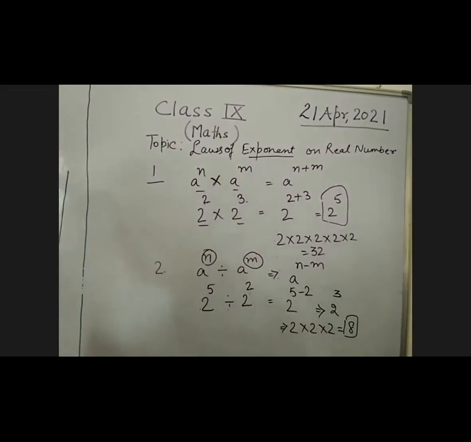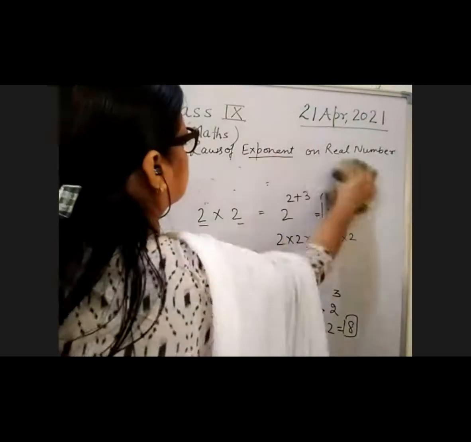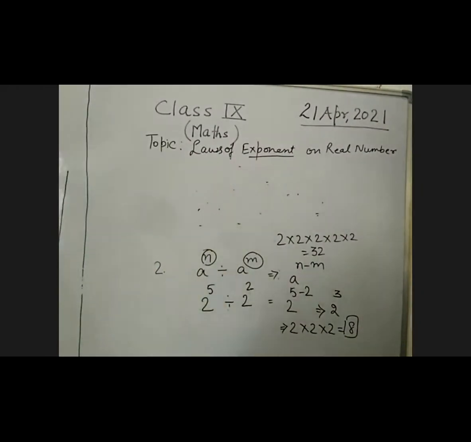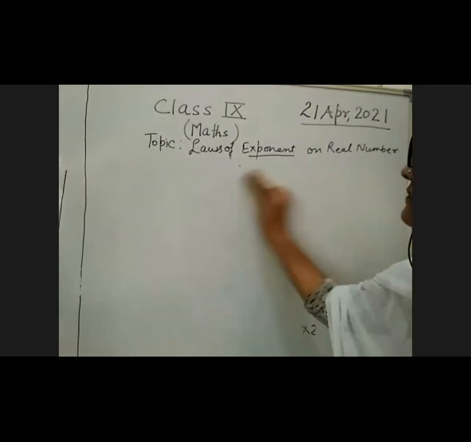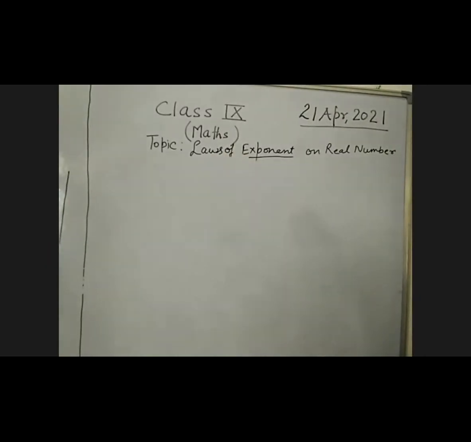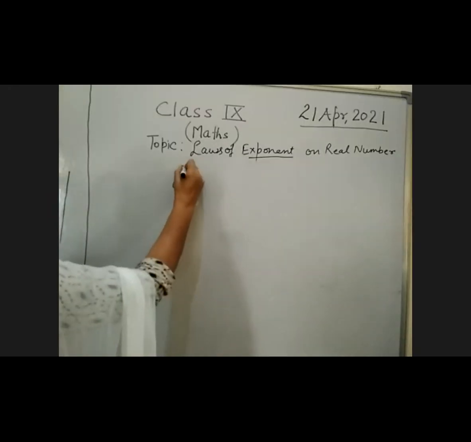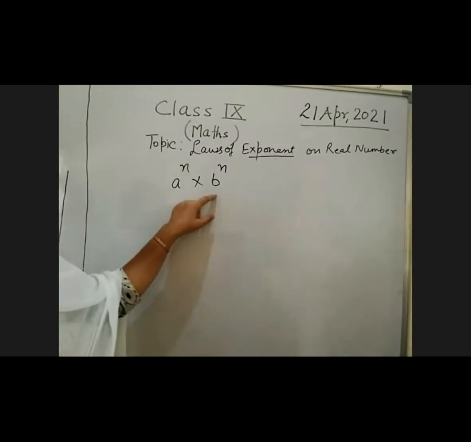Now the third rule is a raised to the power n into b raised to the power n. Here now the bases are different.